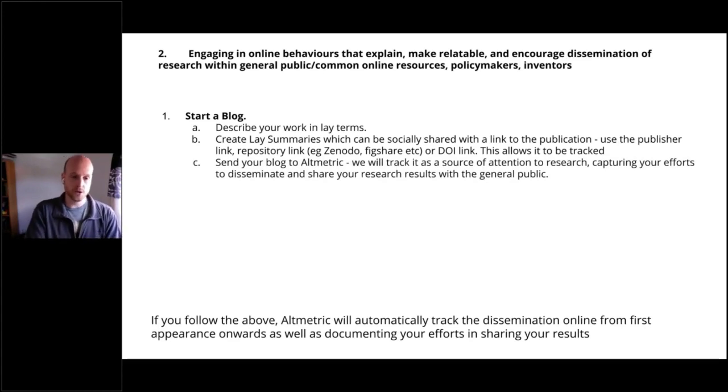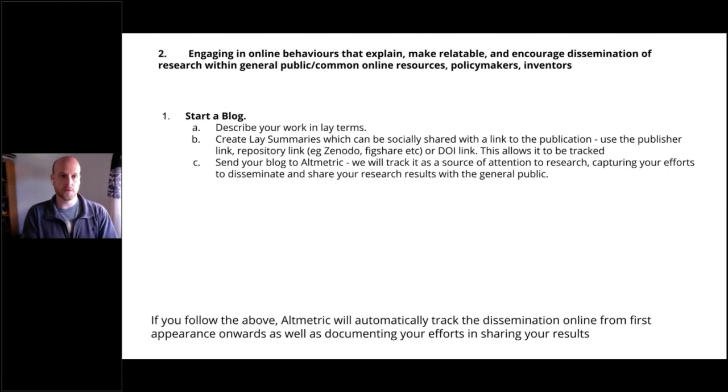If you are starting a blog, you should send that blog to Altmetric, because we will capture when you first talked about your research. Oh, you shared this publication with a description. We know that because we're watching your blog and we can see a post that links to that work. That will capture your efforts to disseminate and the resulting attention that may come from it.